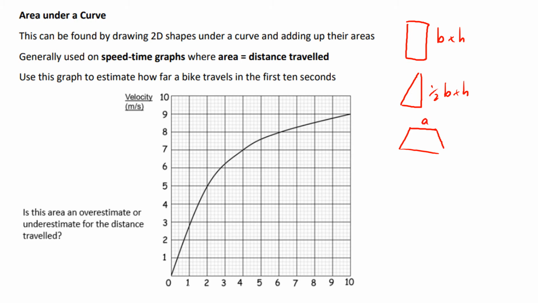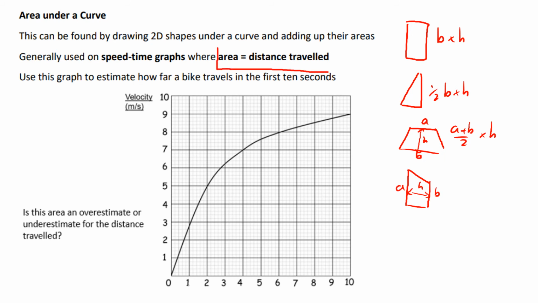So just remind yourself that if you've got a trapezium, that's A plus B over 2 times the height. And remember that trapeziums can come this way as well. And you can obviously do the same sort of calculation. So the real key thing is that we're going to draw some shapes and add up their areas. But on a speed time graph, like what we've got here, the area is the same as the distance that's traveled. So that's kind of like the key thing here.